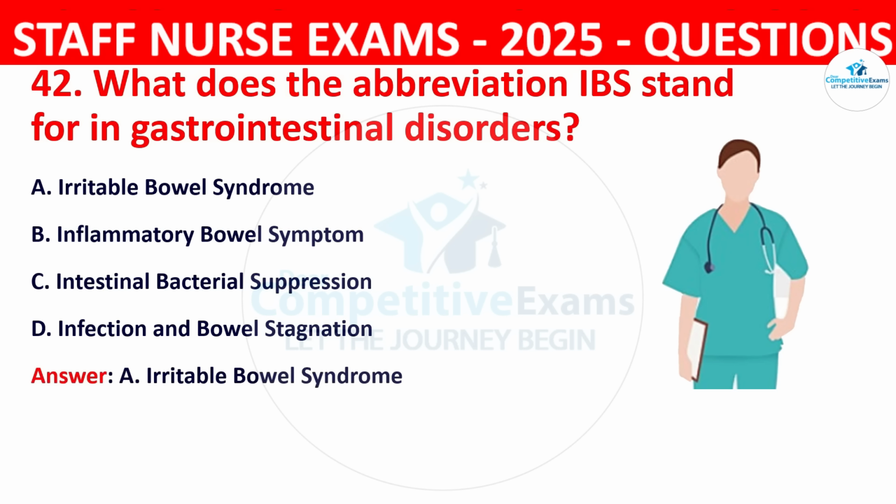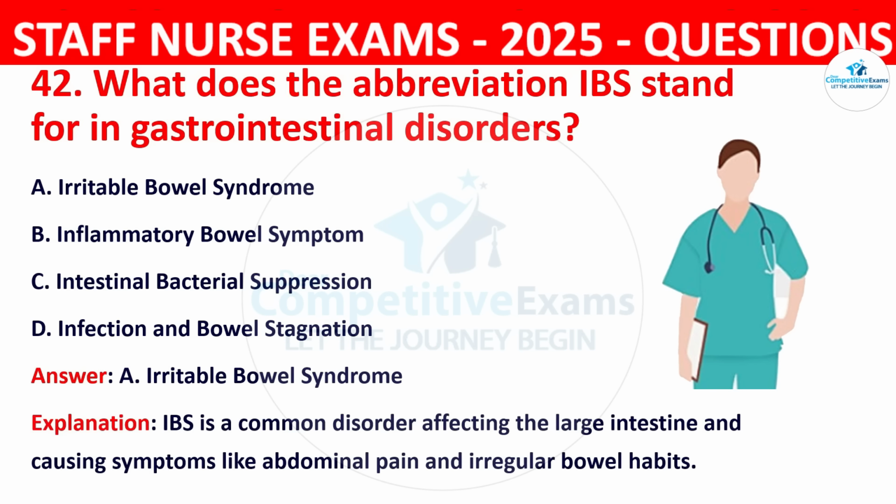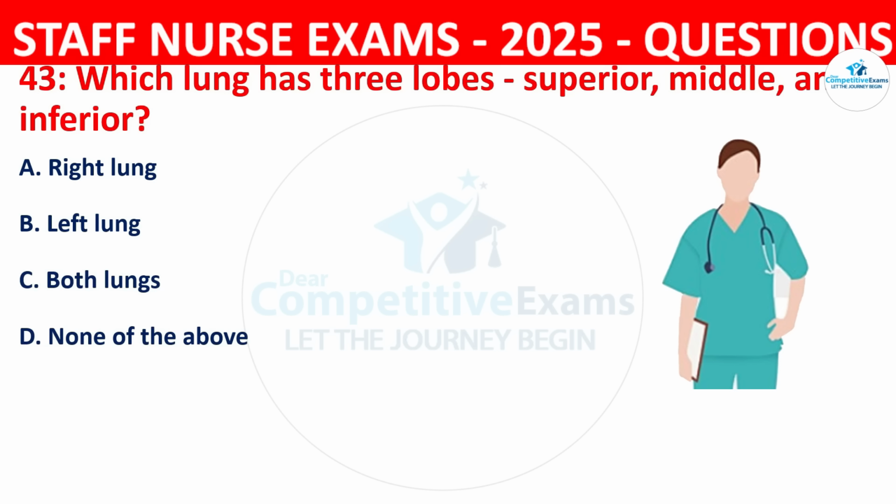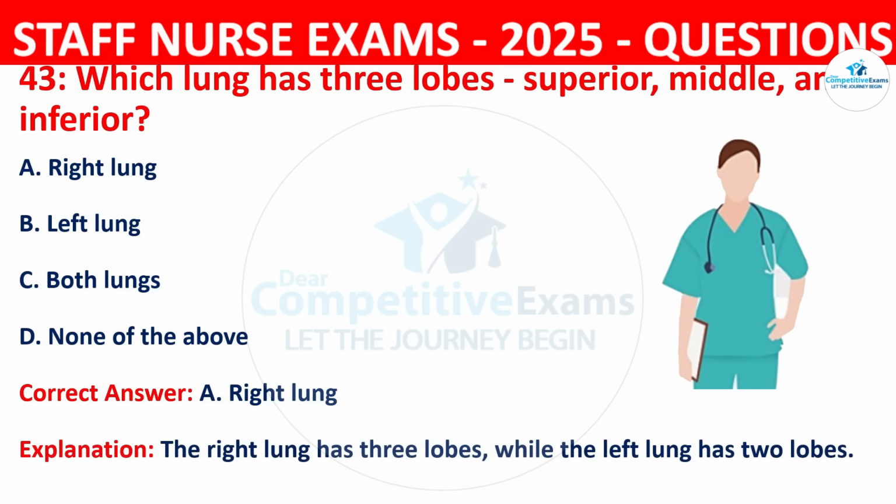The correct answer is irritable bowel syndrome. IBS is a common disorder affecting the large intestine and causing symptoms like abdominal pain and irregular bowel habits. Question number 43. Which lung has 3 lobes, superior, middle, and inferior? The options are right lung, left lung, both lungs, or none of the above. The correct answer is A, that is right lung. The right lung has 3 lobes while the left lung has only 2 lobes.